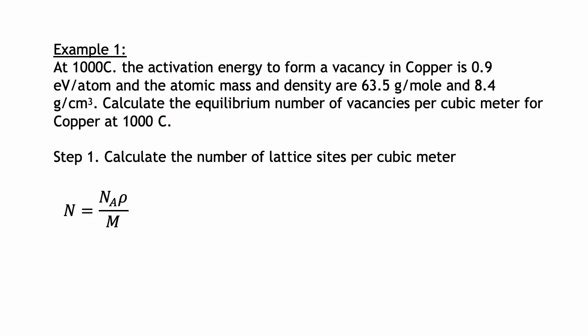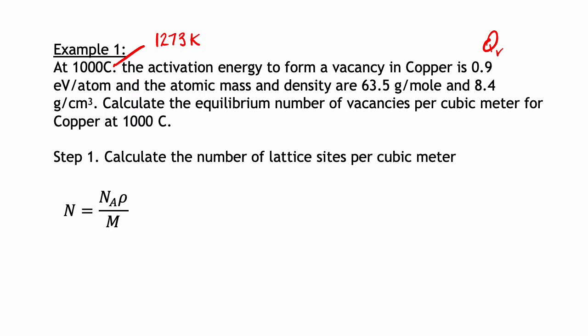So here's an example of using that. We're given a temperature of 1,000 C, so that would be 1,273 Kelvin. The activation energy for the formation of a vacancy in copper, Q sub v, is 0.9 electron volts per atom. The atomic mass is given as 63.5 grams per mole, and the density is 8.4 grams per cubic centimeter. Calculate the equilibrium number of vacancies per cubic meter for copper at this temperature.